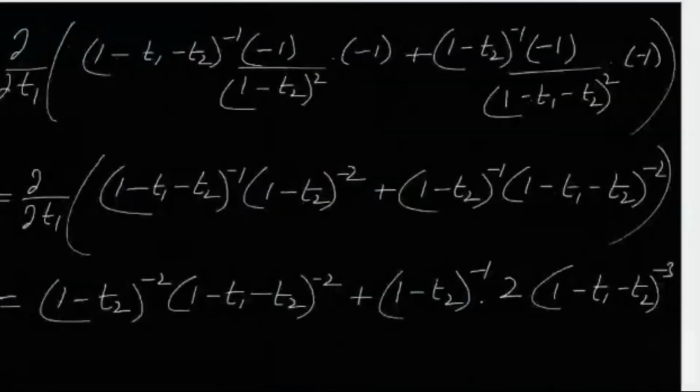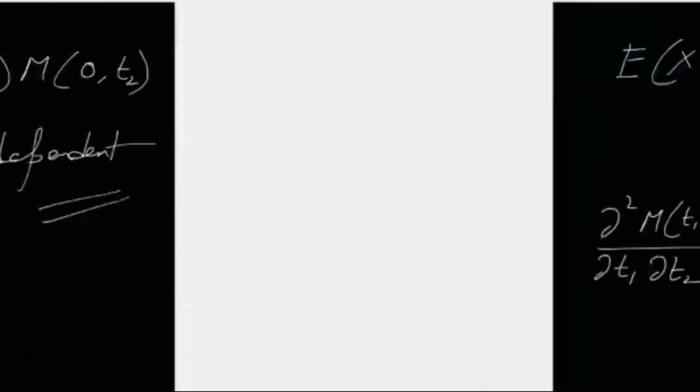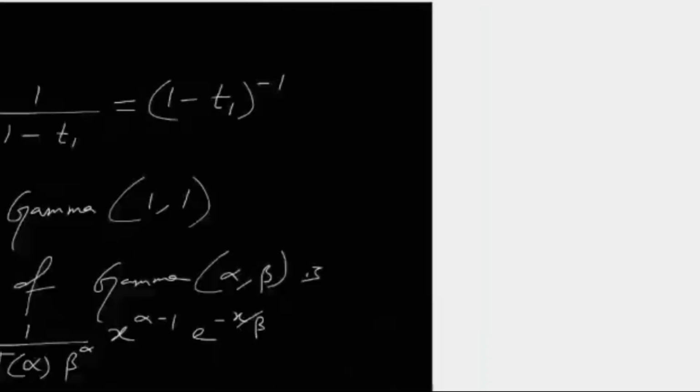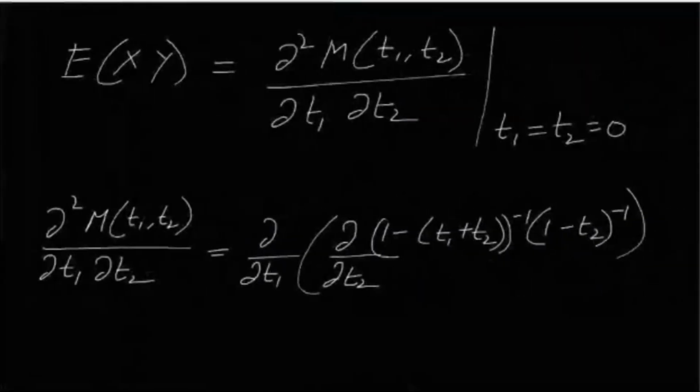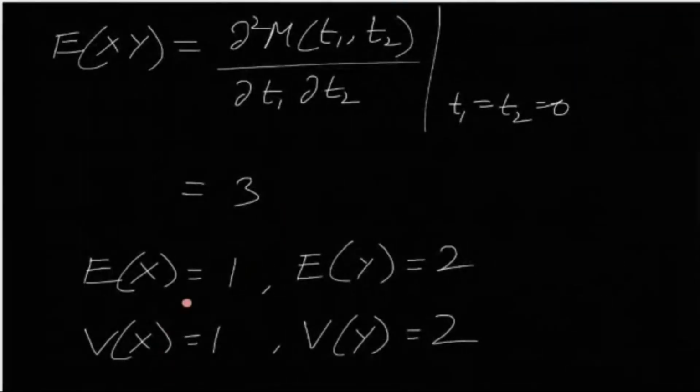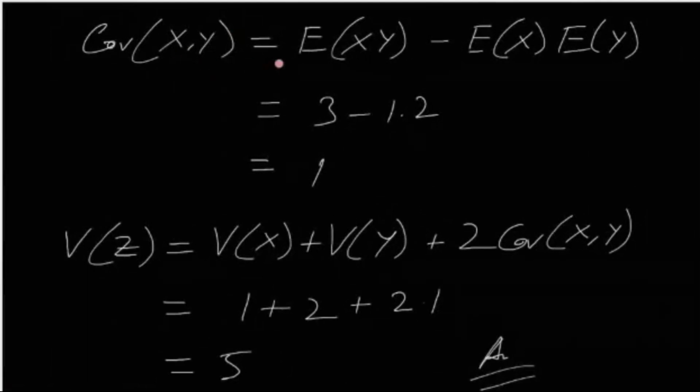Now, since we know the individual distributions of X and Y, we can easily find the expectation and variance. We know that for the gamma distribution with parameters alpha and beta, the expectation is alpha beta, and the variance is alpha into beta squared. So expectation of X is 1, expectation of Y is 2, variance of X is 1, and variance of Y is 2. Now, covariance of (X, Y) is expectation of XY minus expectation of X into expectation of Y. So it's 3 minus 2, which is 1. Therefore, the covariance term is 1.